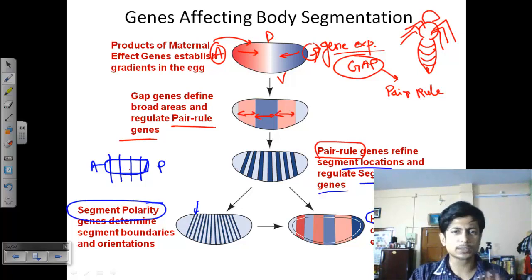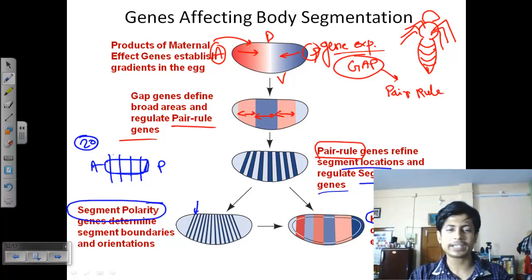So if I order you to cut it into 20 different segments of the same length, for a better understanding, what will you do? You cut it from the middle first, then you cut it in half again and half again to get the exact same content in each cake. For that reason, you will first break them down into broad areas. That is done by the pair rule genes.